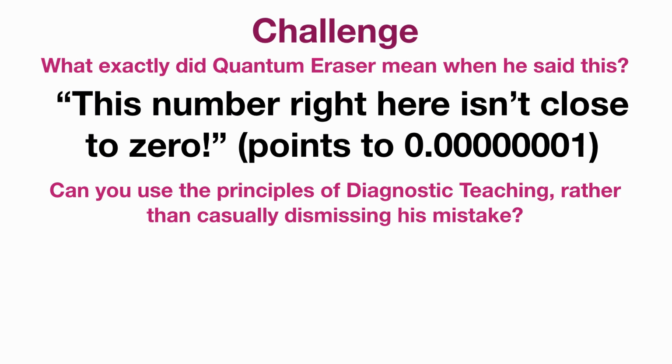So let's actually analyze this from the standpoint of a teacher. What exactly did Quantum Eraser mean when he said this? He's pointing to this really tiny number, and he's like, this number isn't close to zero. So can you use the principles of diagnostic teaching rather than just casually dismissing his mistake?